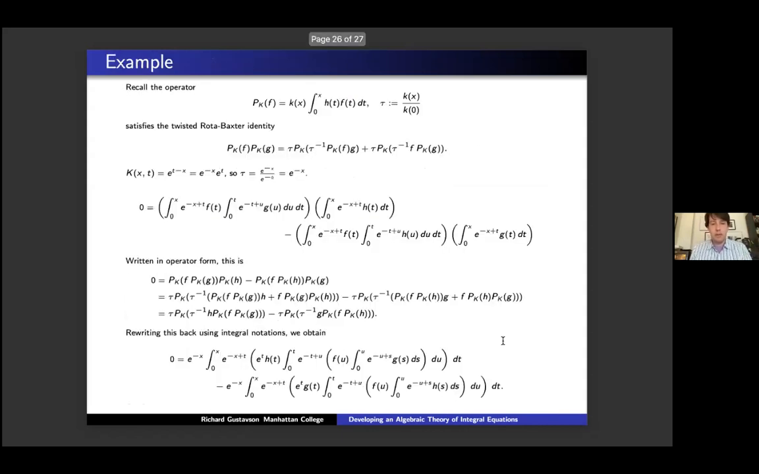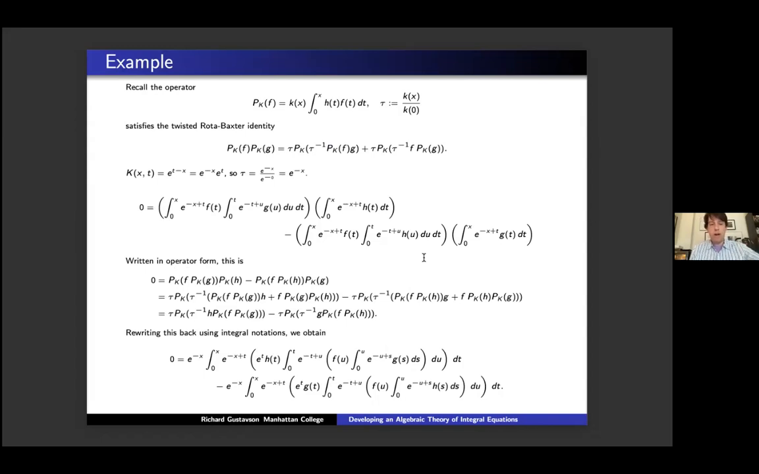And here's an example of how it works. If we have this specific kernel to be e to the t minus x, which is a separable kernel, is e to the minus x times e to the t. Our twist is just e to the minus x. And then if we take an equation like this, if we write it in an operator form, we get this equation here. You'll notice it involves products of integrals here, right?